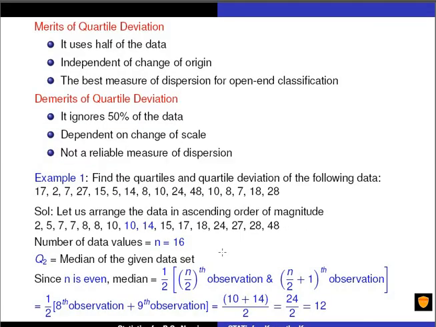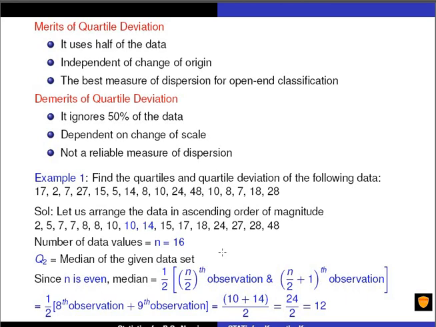So what are the merits of quartile deviation? Obviously, it is better than range because it uses half of the data. In the case of range, we can see that it uses only 2 observations for calculating the variability within the data, but quartile deviation uses half of the data. It is also independent of change of origin, and it is the best measure of dispersion for open end classes. For example, if the lower limit of the first class interval and the upper limit of the last class interval are not mentioned, then quartile deviation is the best measure of dispersion.